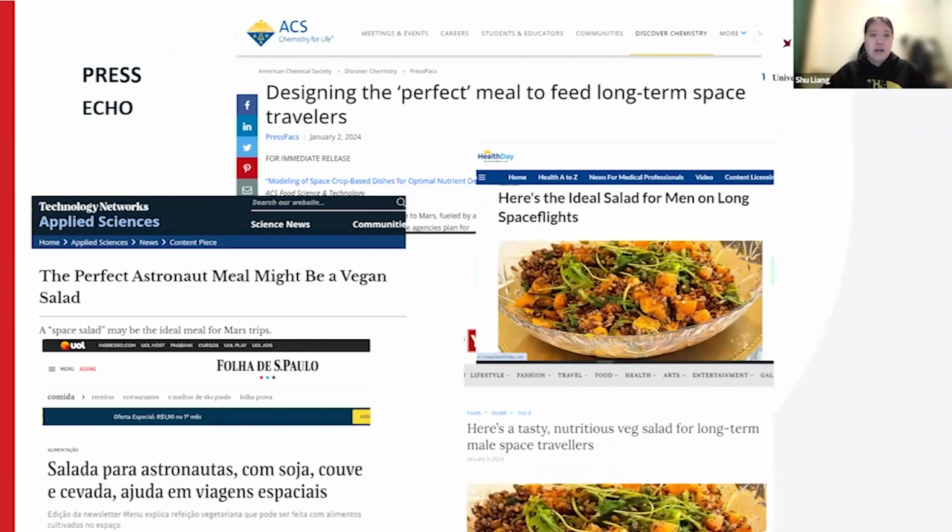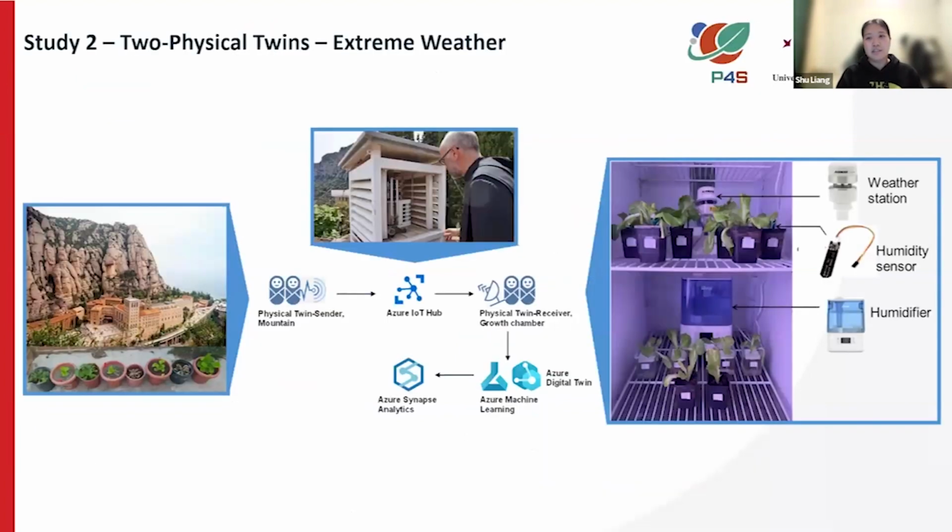Our paper was published by ACS, and ACS had a press release online. Following this, we got over 85 news reports around the world. And this is our second study.